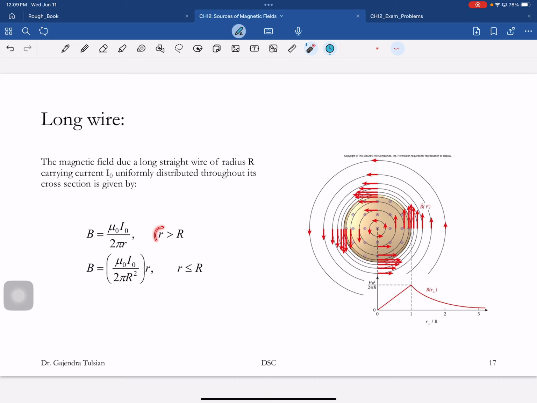So for r greater than R, here's that old expression. I naught is the current through that entire wire, the total wire. And inside the wire, the magnetic field is 0 at the center, and that increases linearly till you get to the surface.